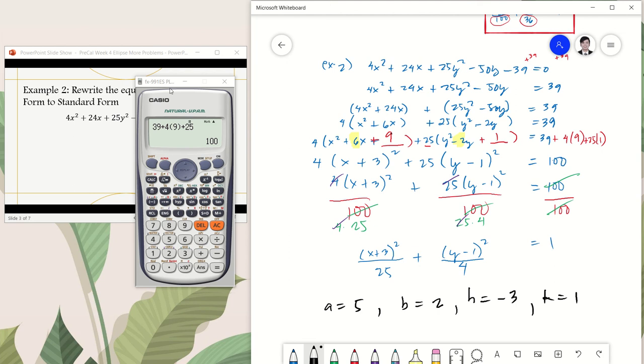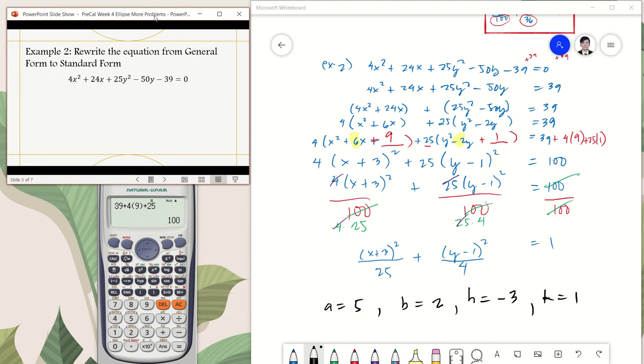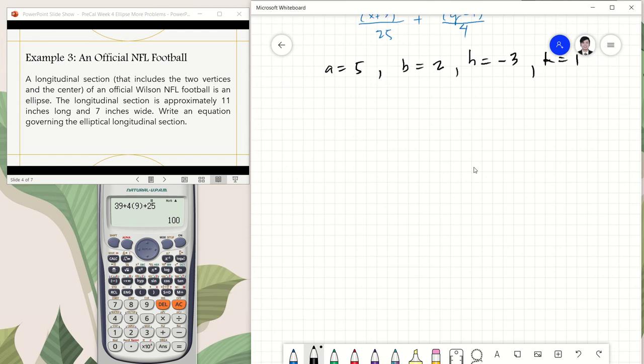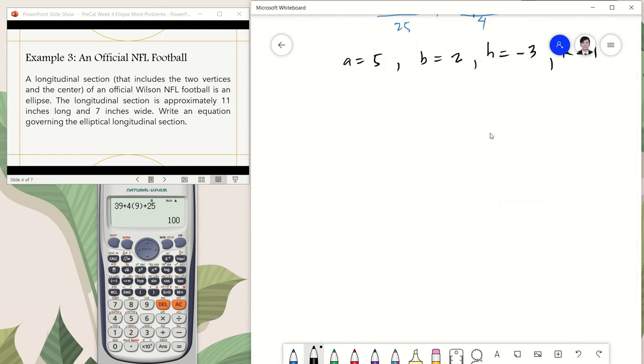Okay, let's proceed to problem 3 now. Take note, in problem 3, we're given an object already, which is the NFL football. And it says that it's an ellipse. So approximately, it's 11 inches long and 7 inches wide. We're asked to write an equation governing the elliptical longitudinal section.